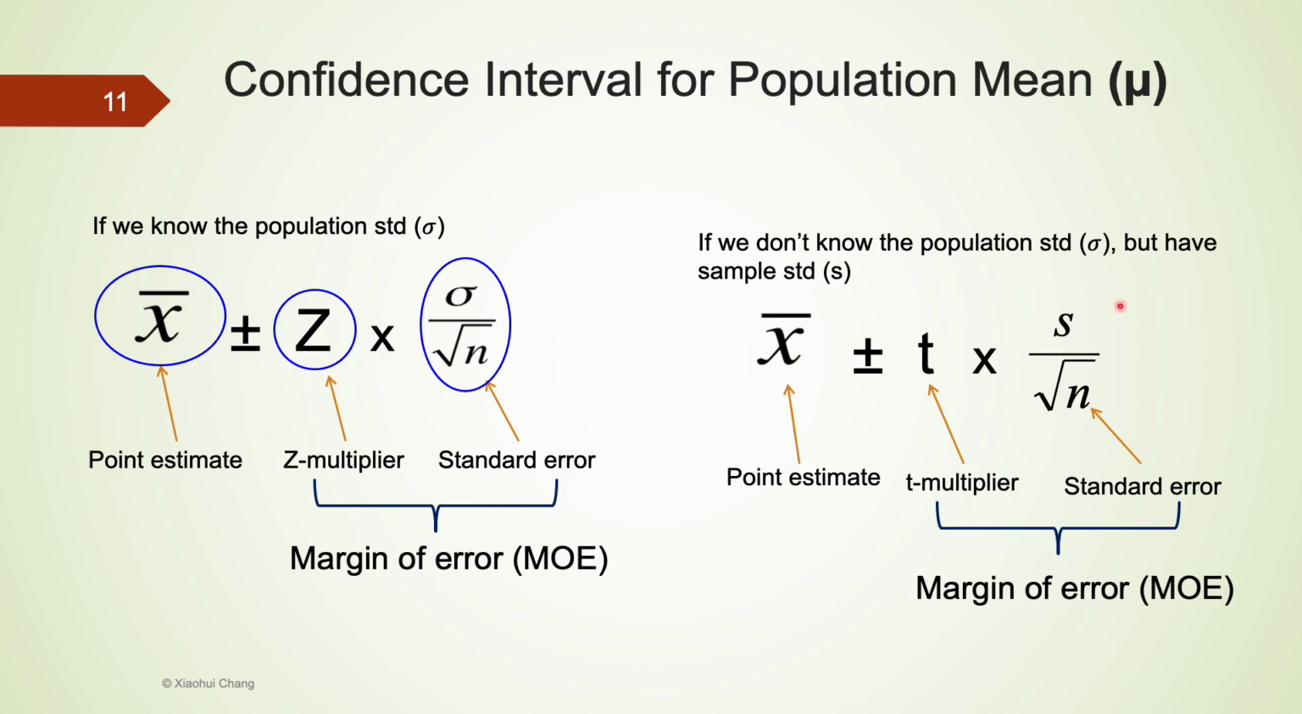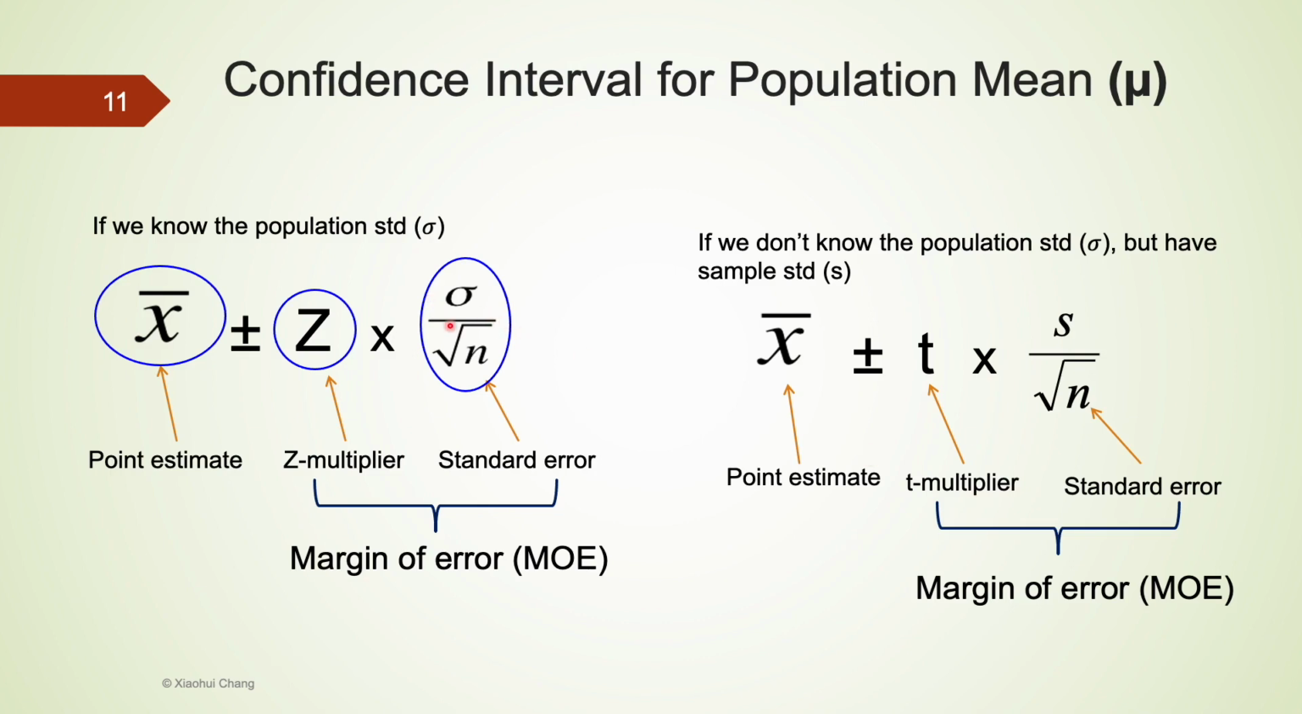On the other hand, if the population standard deviation is not given to us, we use the formula on the right. The point estimate is the sample mean again, x bar. The margin of error is also a product of two things. The first is a t-multiplier, and the second is the standard error of the sample mean. A t-multiplier is a t-score obtained from either Excel or a t-table, very much like the z-multiplier.